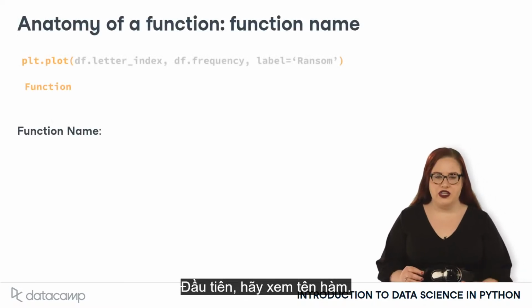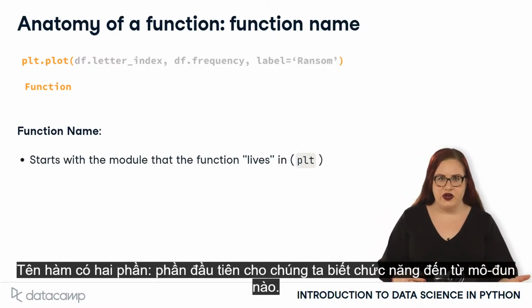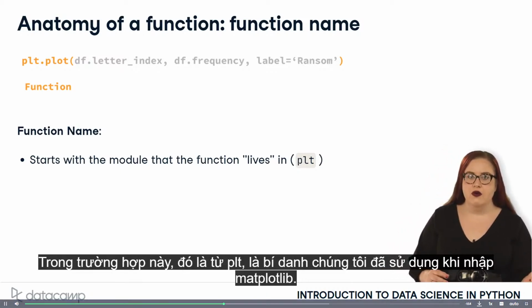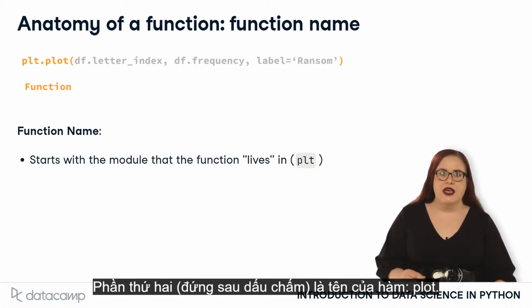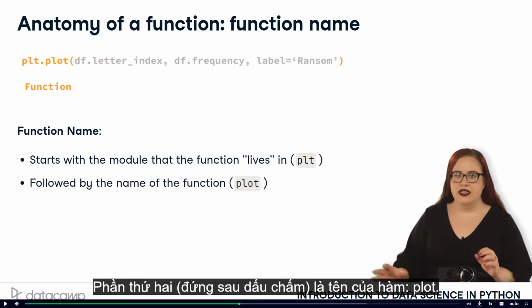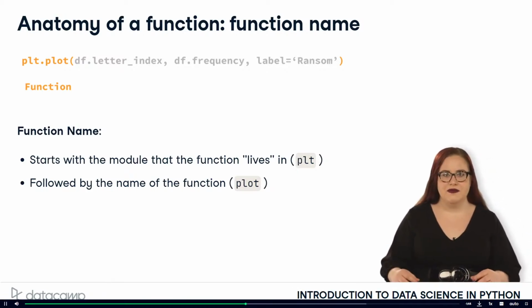First, let's look at the function name. The function name has two parts. The first part tells us what module the function comes from. In this case, it's from plt, which was the alias we used when we imported matplotlib. The second part, which comes after the period, is the name of the function, plot.